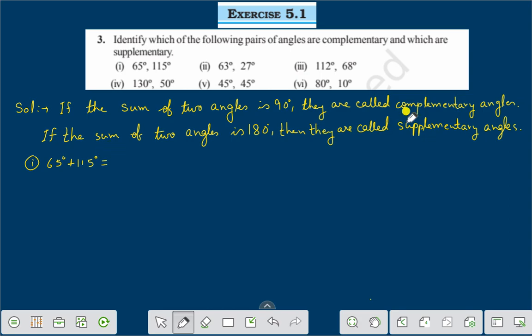We add both the angles. Here we are adding, that is 115 degrees plus 65. 5 plus 5 is 10, carry 1; 1 plus 6 is 7, plus 1 is 8, 0. That comes to 180 degrees. Therefore, these are supplementary angles.